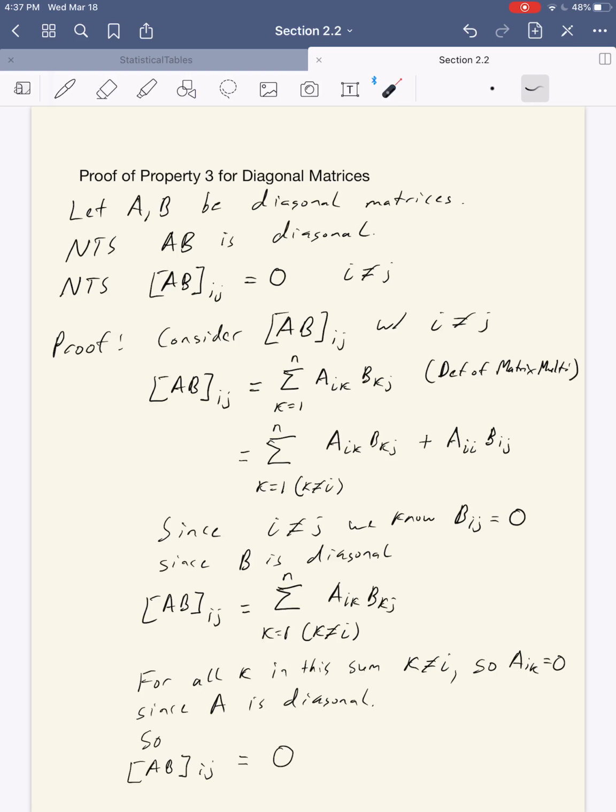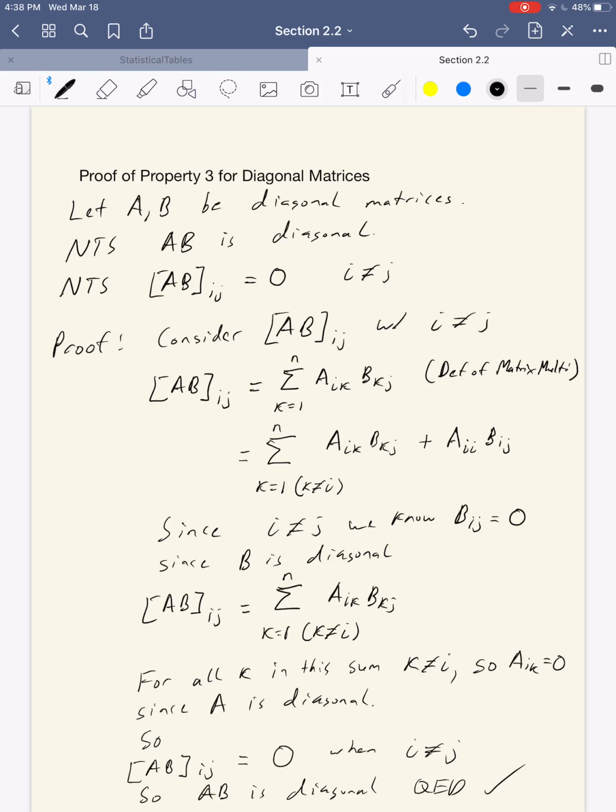If you think about what we needed to show, right? Well, this was under the assumption when i is not equal to j. That's what we considered up here, and that's what we proved down here. Does that match what we needed to show? Well, we needed to show that it was 0 when i was not equal to j, and we did that. So AB is diagonal. We'll put our QED and our check mark, and we're all good there.